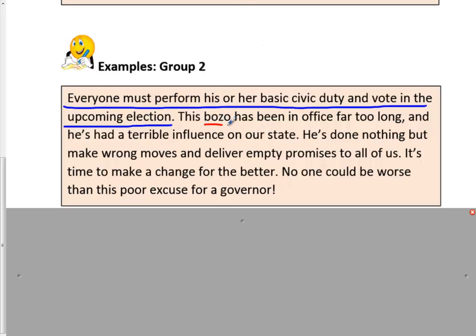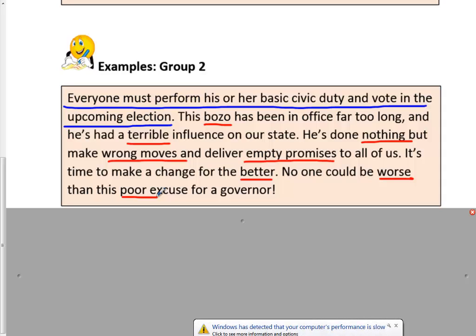Bozo, first of all. Terrible, a superlative word. He's done nothing. Wrong moves, empty promises. Superlative again, better. No one could be worse. Poor excuse for a governor. Obviously, the writer is trying to persuade the reader to vote for a new governor because the writer doesn't think this governor is doing a good job. And the tone that's being used is a very emotional or subjective tone.